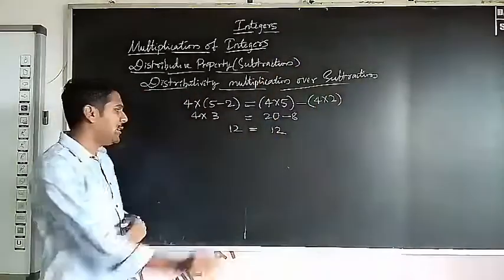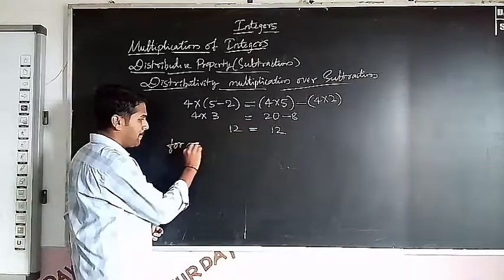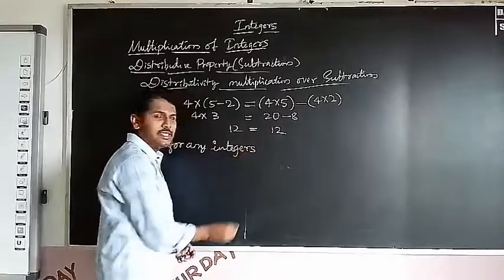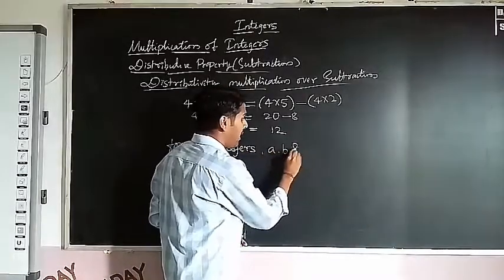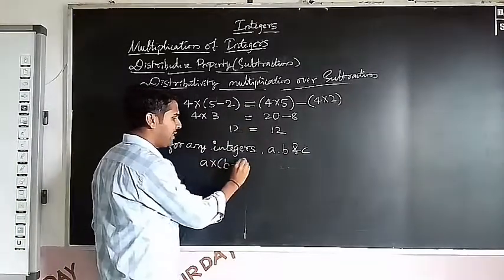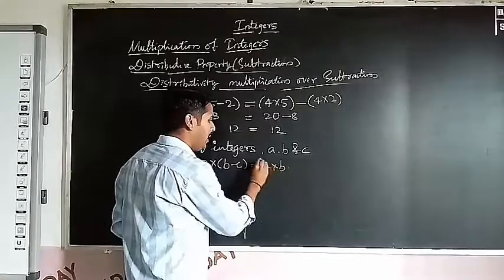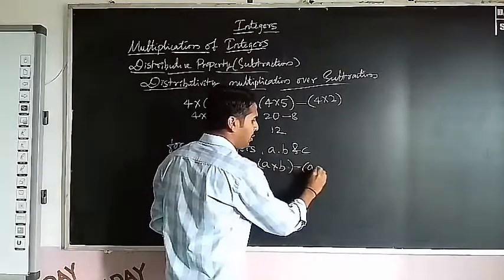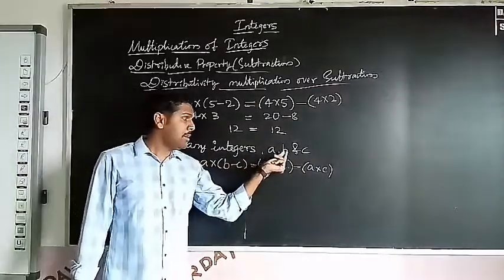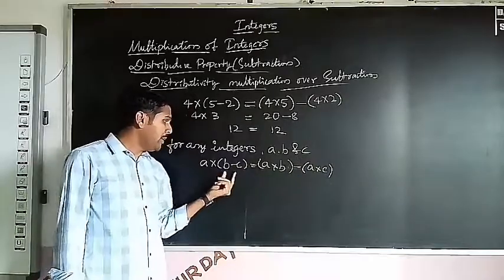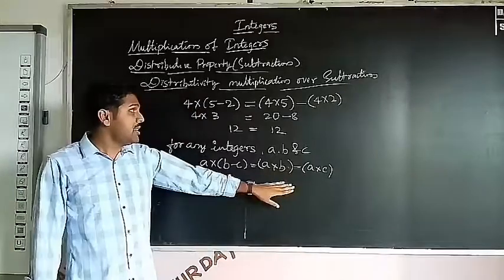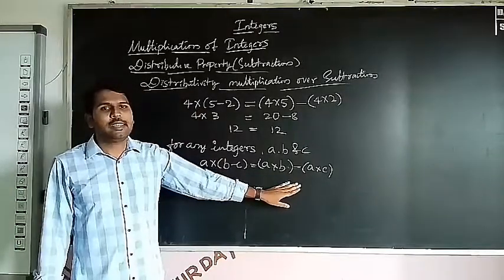In general, how to write this one? For any integers a, b and c, a into bracket b minus c equals a into b minus a into c. So this is the distributivity, multiplication over subtraction property.